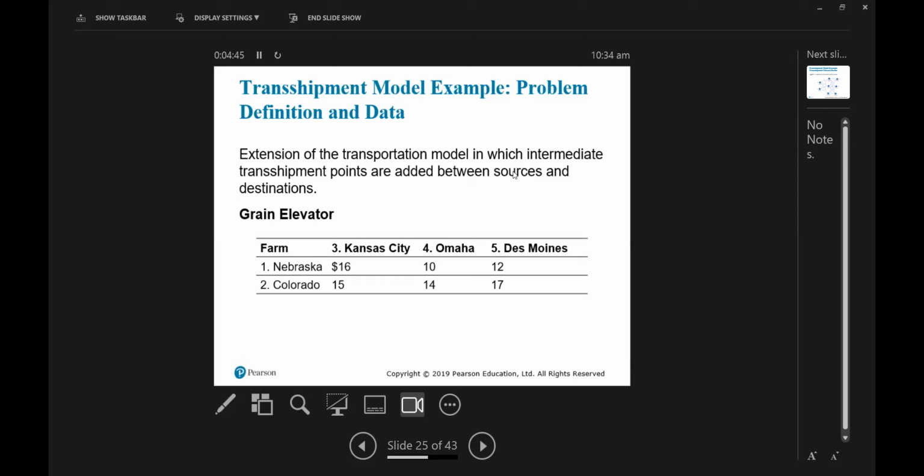What it then means is that the objective function we had will have to be extended to satisfy this, because there's a cost of moving the goods from the source to the transshipment. So we have to add that cost as well. And then we also have to add the transshipment constraint. The constraint is that everything from the farm has to be transported to the transshipment stations.